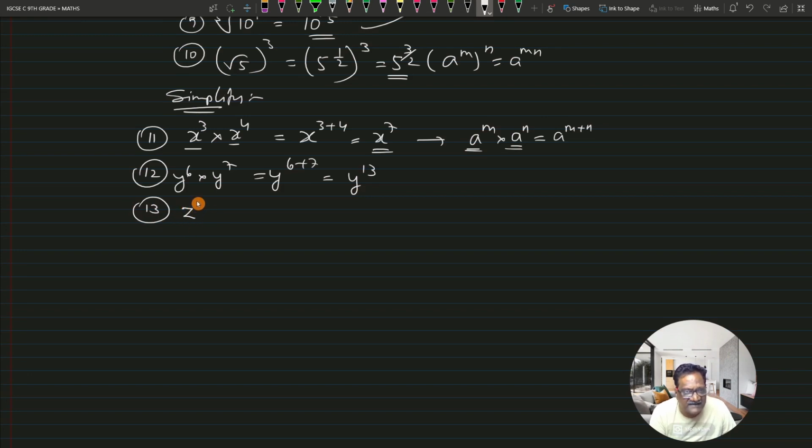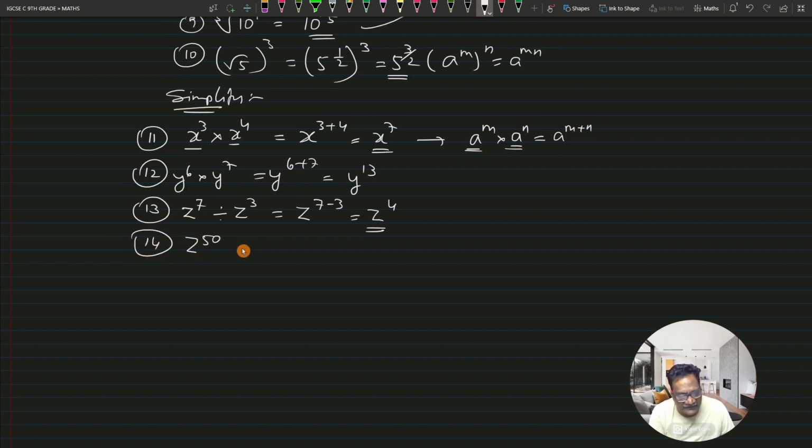It is saying that z raised to 7 divided by z raised to 3. Okay, so this is division, so you will have to do subtraction, and because the bases are same for both, z raised to 7 minus 3, that is nothing but z raised to 4, right? That was 13th. 14th is z raised to 50 into again z raised to 50.